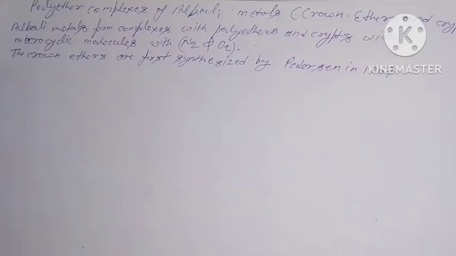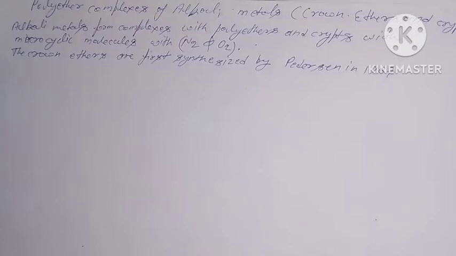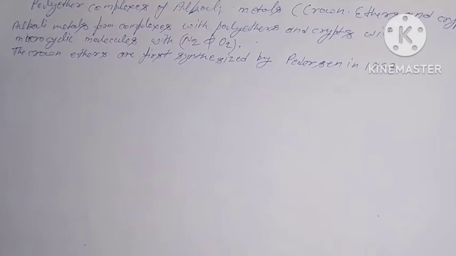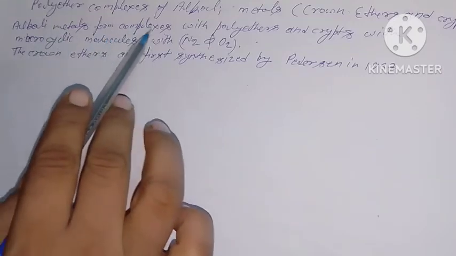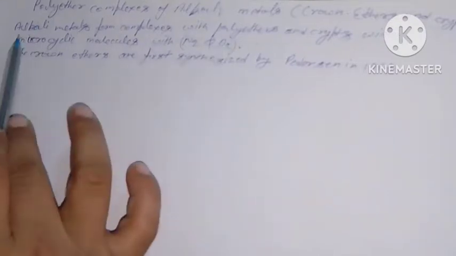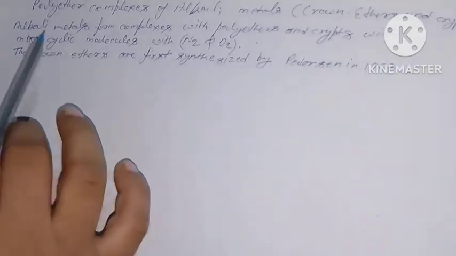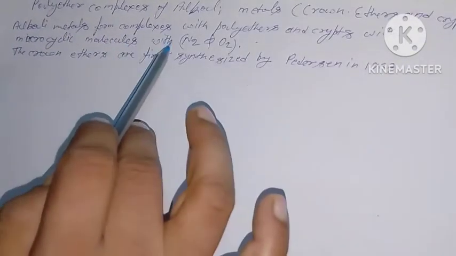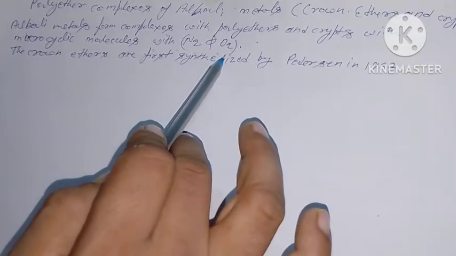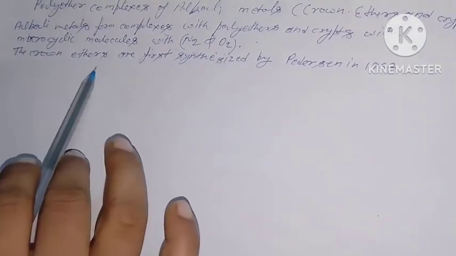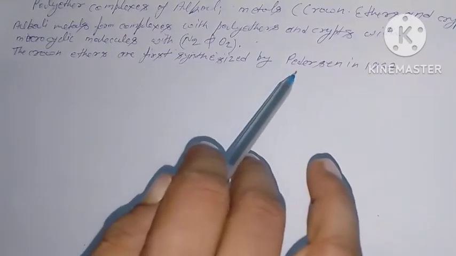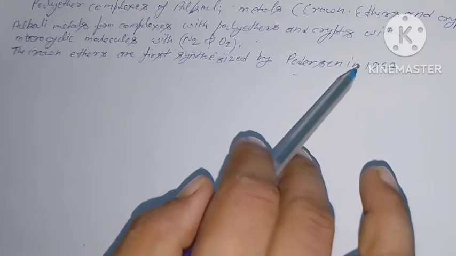Polyether complexes of alkali metals. Crown ethers and crypts. Alkali metals form complexes with polyethers, and crypts with macrocyclic molecules with nitrogen and oxygen. The crown ethers are first synthesized by Pedersen in 1967.